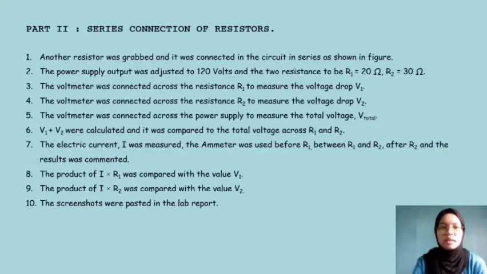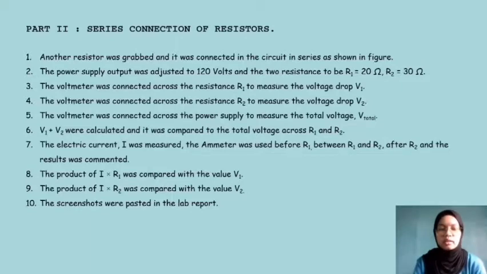The second part of this experiment is series connection of resistors. First, another resistor was grabbed and connected in the circuit in series. The power supply output was adjusted to 120 volts and the two resistances set to R1 equal to 20 ohms, R2 equal to 30 ohms. The voltmeter was connected across R1 to measure V1, across R2 to measure V2, and across the power supply to measure the total voltage.